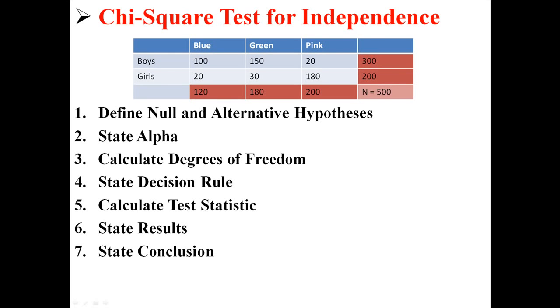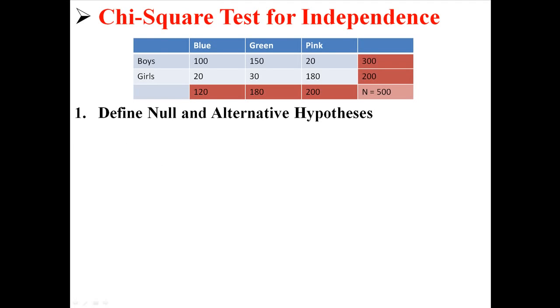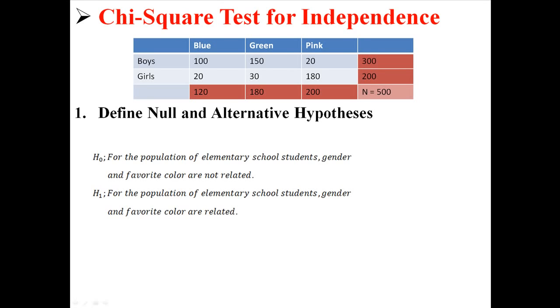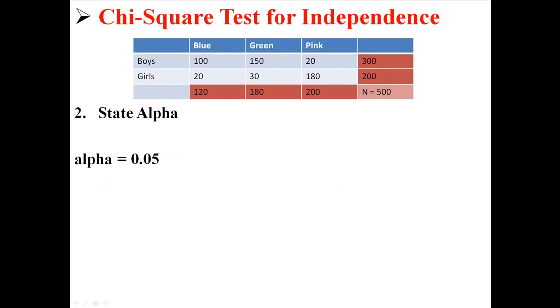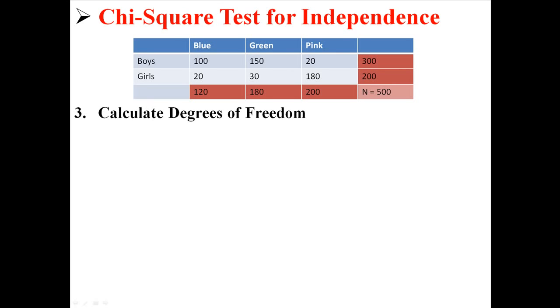We're going to do a hypothesis test using these same 7 steps that we always do. So step 1 is for us to state our null and alternative hypotheses. Our null is that for the population of elementary school students, gender and favorite color are not related. Our alternative hypothesis is that for the population of elementary school students, gender and favorite color are related. Now, alpha, like I said, is always 0.05.